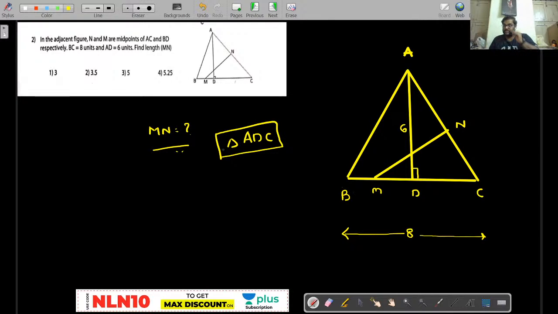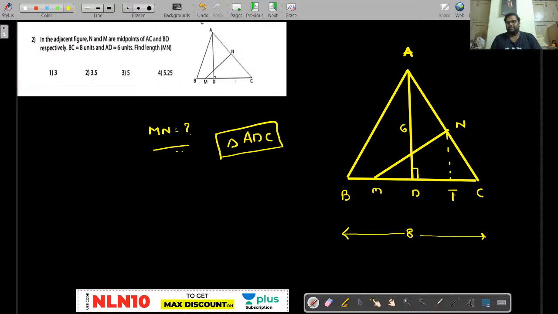See here, using the basics and observing the question is very, very important. Now observe only triangle ADC. In triangle ADC, AD, AC, DC are the sides. On AC, N is the point, which is nothing but the midpoint. Now if I join a line segment from N to the midpoint of DC, I'll take this point as T.